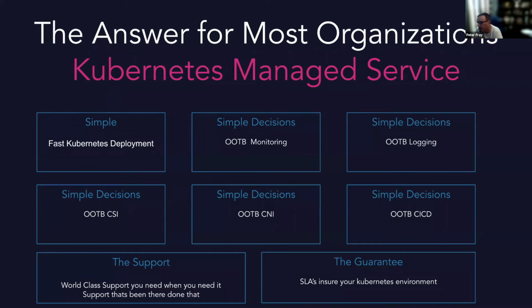And they want to work at the best companies, right? So for a small startup somewhere, you might find it hard to attract the best talent. So they're looking for some way of simplifying the deployment of Kubernetes, simplifying decisions when it comes to monitoring, logging, the CSI, the CNI, CI/CD, right? And they're looking for a world-class support system, from companies that have been there, done that, and seen these kinds of outages. And they're looking for SLAs. And that's a lot of what Platform 9 offers.